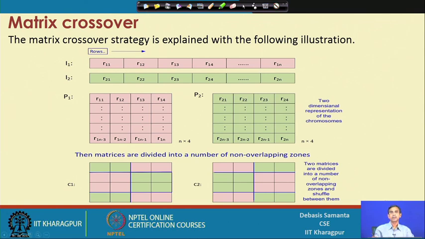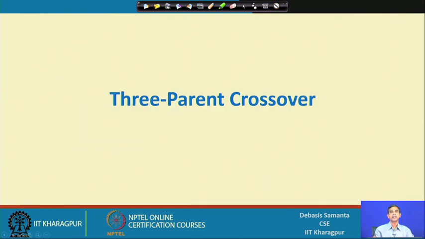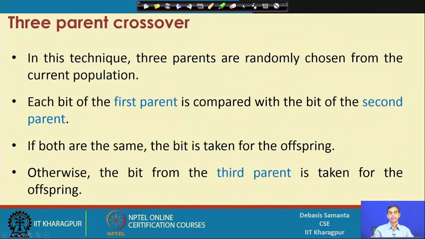So, we have discussed different crossover techniques, and there is another crossover technique called 3-parent crossover. The crossover techniques that we have discussed consider only 2 parents, but here there are 3 parents. In this technique, as we show, the 3 parents are chosen at random from the mating pool.